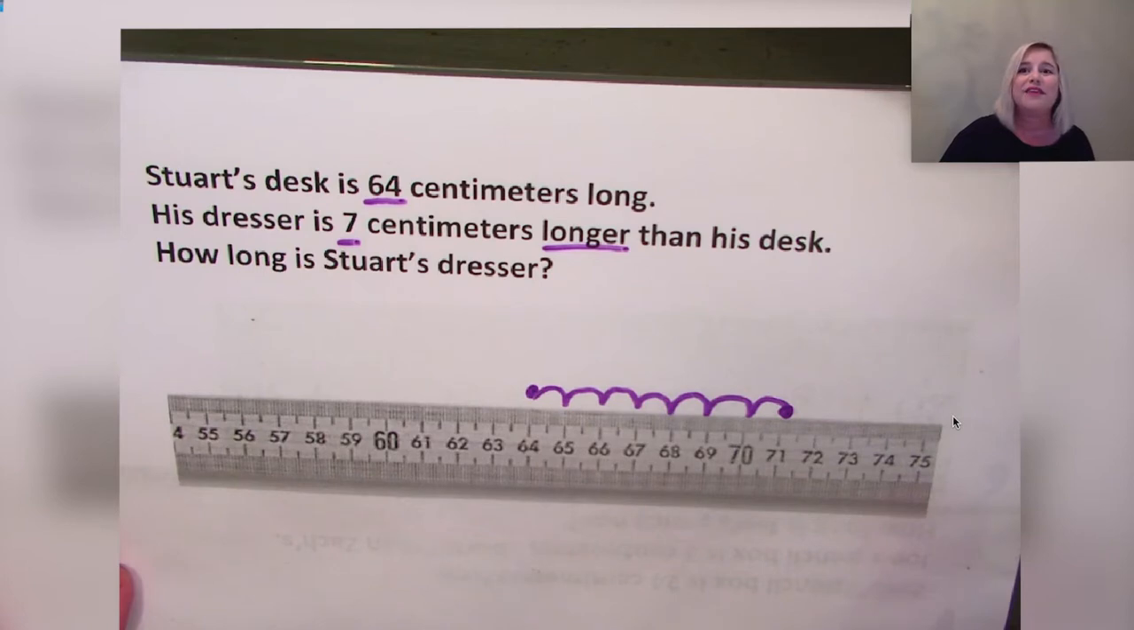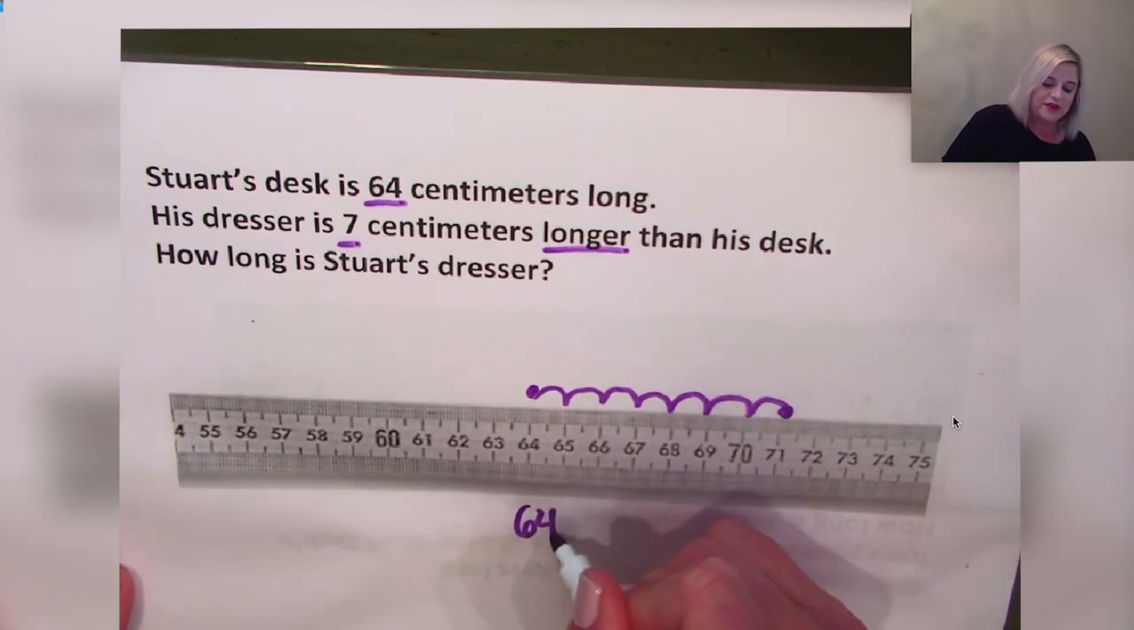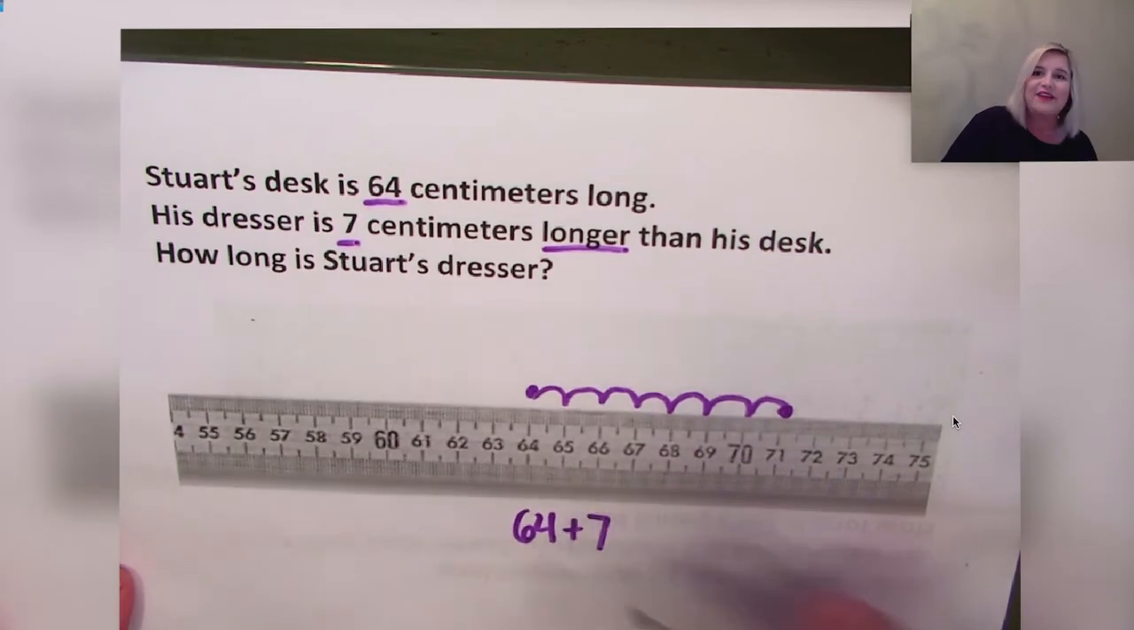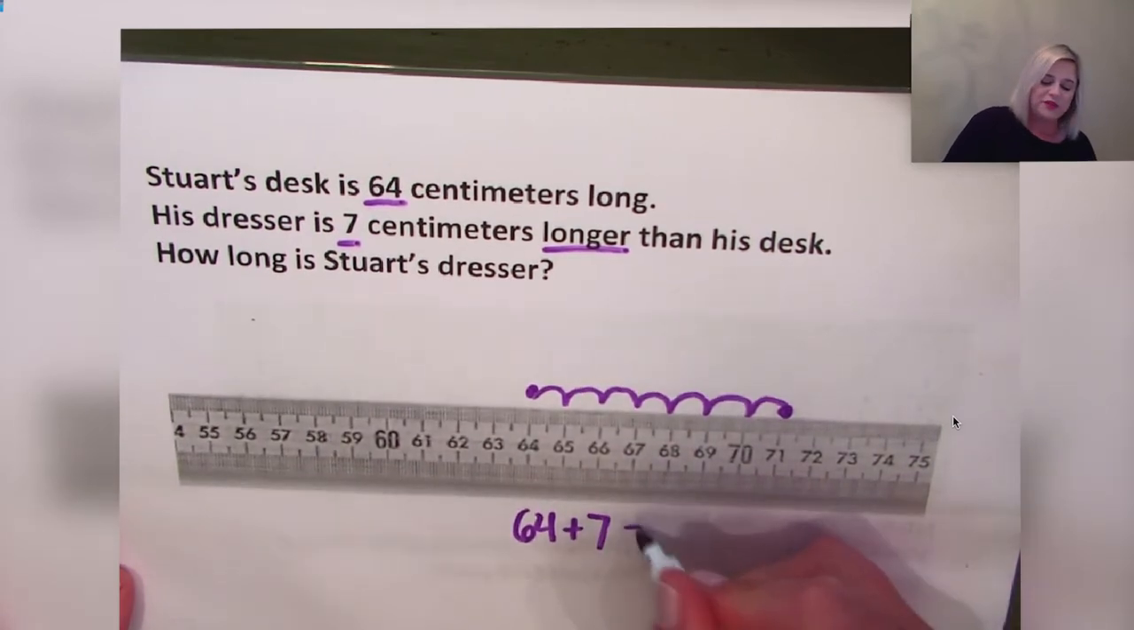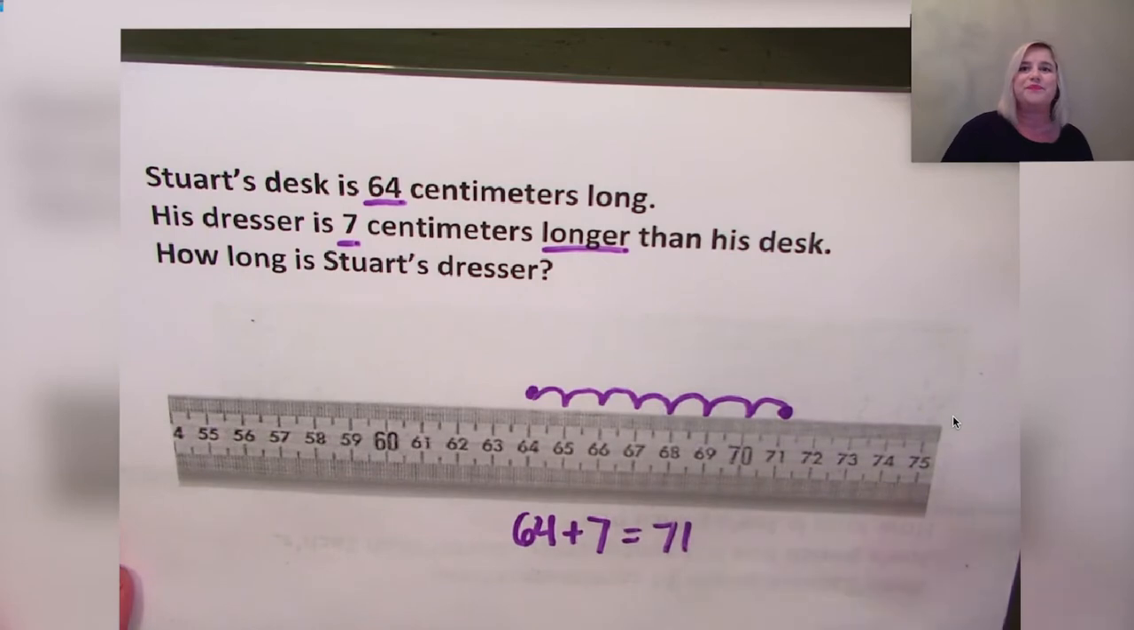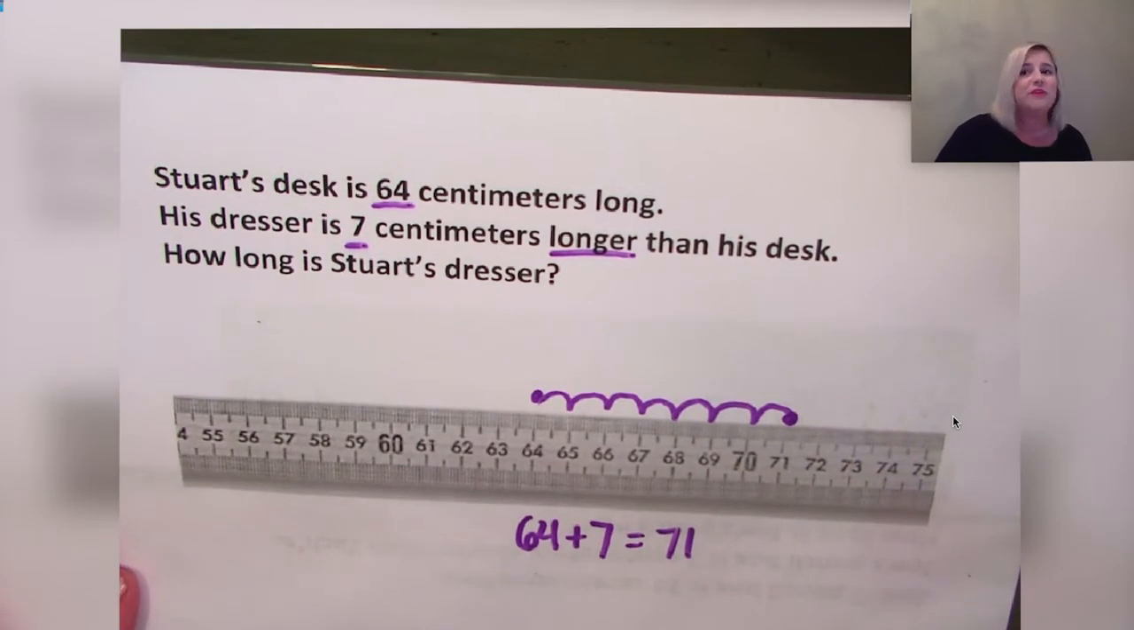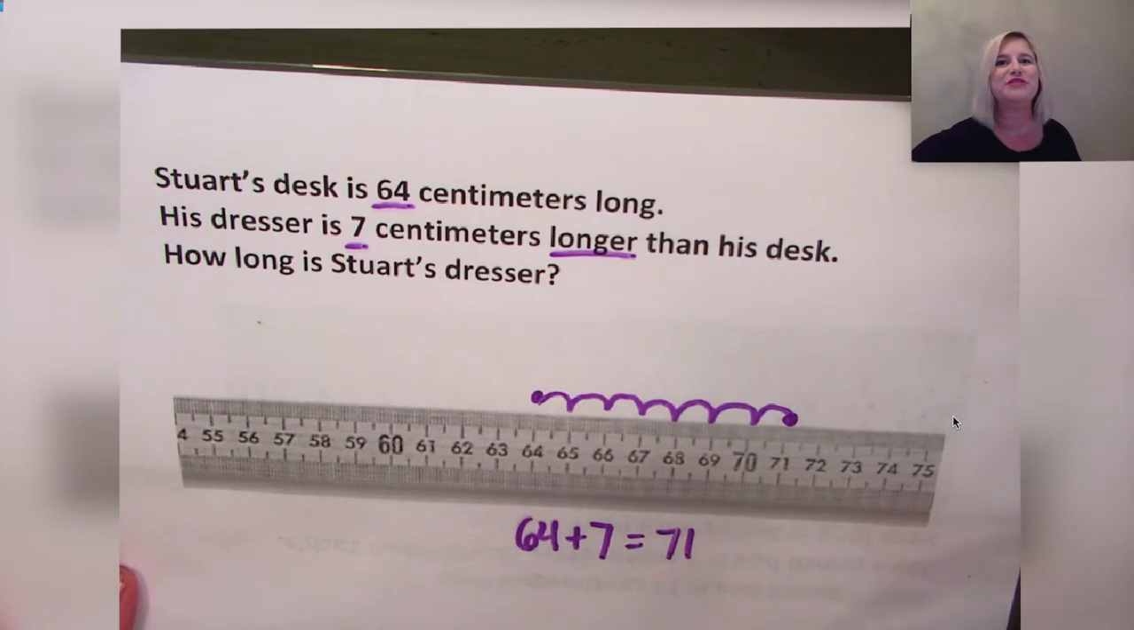I'm going to write the equation to match our model. We started at 64 and we added 7. 64 plus 7 is 71. So now we have used rulers to help us add and subtract lengths. Let's practice a little more to make sure we know when to add and when we subtract.